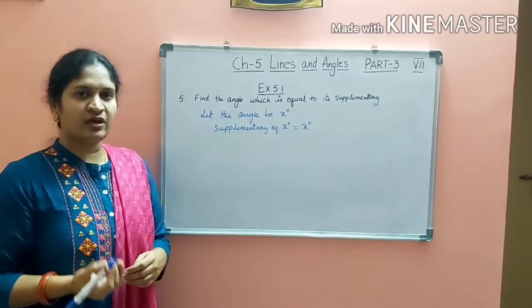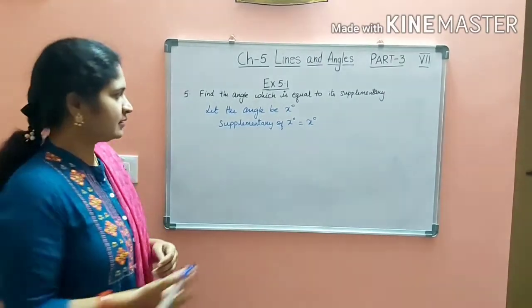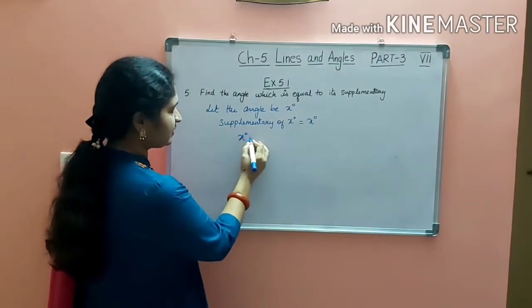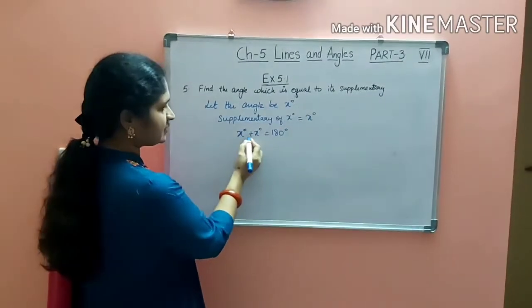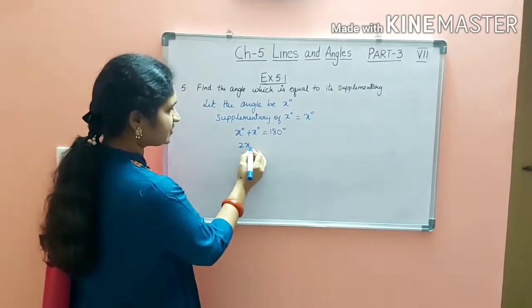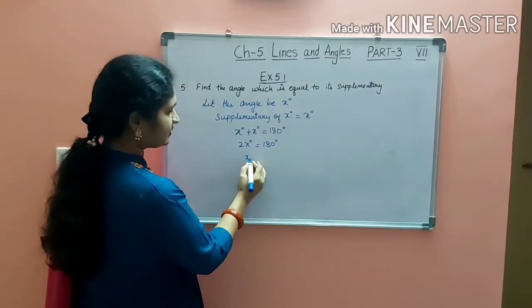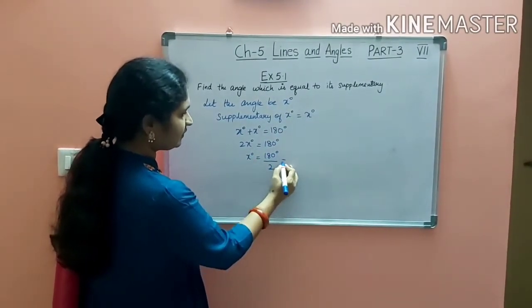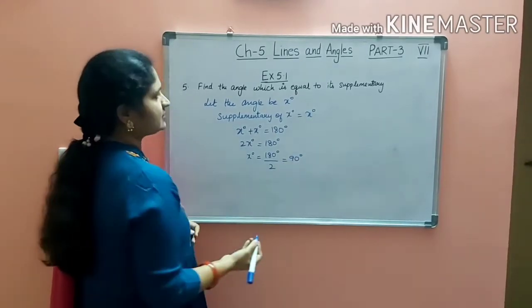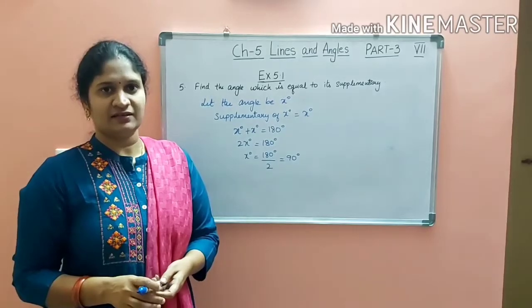When can you say the two angles are supplementary? The sum of the two angles is equal to 180 degrees. So x degrees plus x degrees is equal to 180 degrees. x degrees plus x degrees is 2x degrees is equal to 180 degrees. So x degrees will become 180 by 2, which is equal to 90 degrees. So the angle which is equal to its supplementary is 90 degrees.